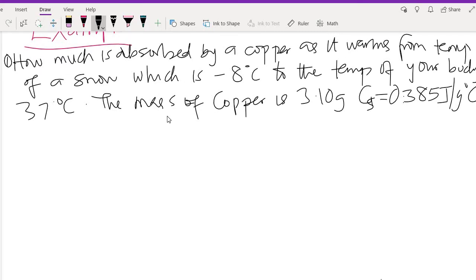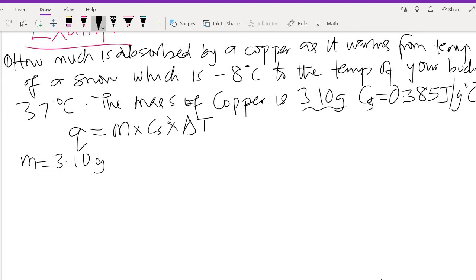So in this approach, the first thing we need to do is to write our relationship, which is Q equals M times Cs times delta T. Our mass is given as 3.10 grams, which is M equals 3.10 gram, and the specific heat for copper has been given, which is our Cs, for copper, 0.385 joules.